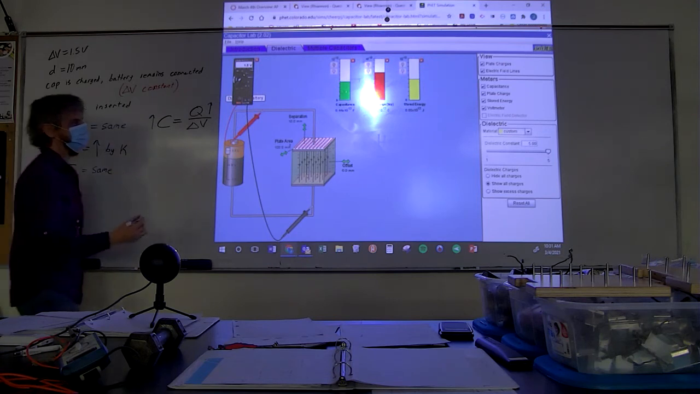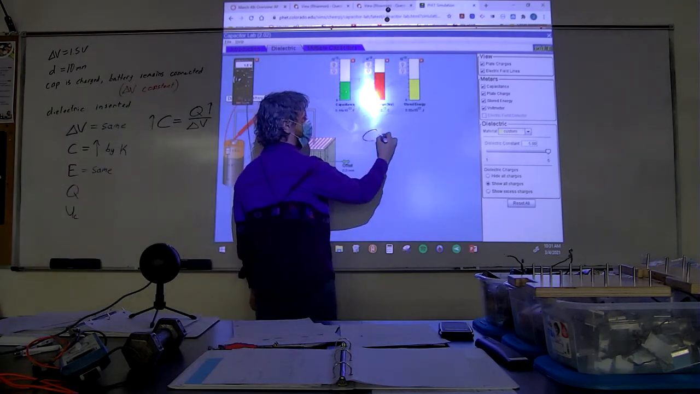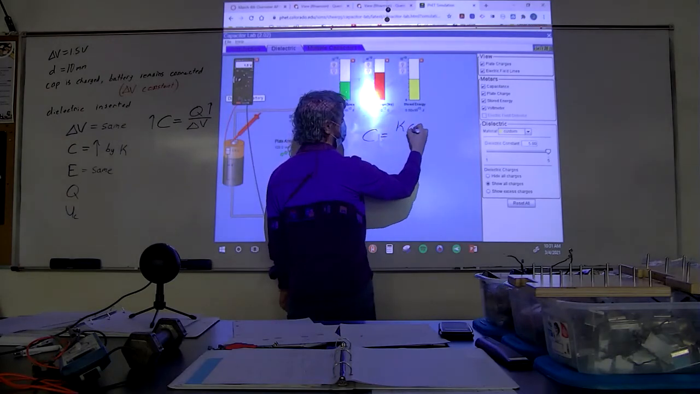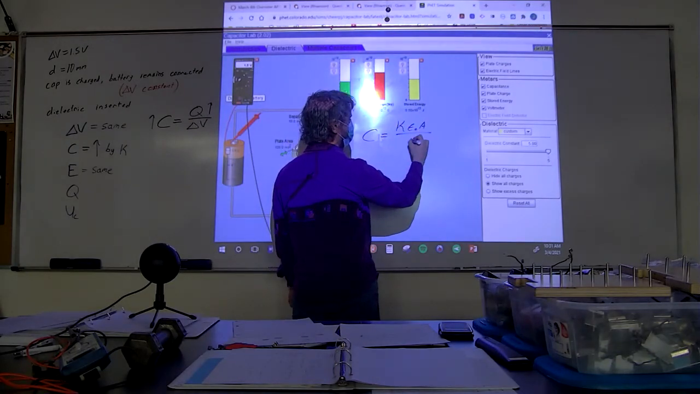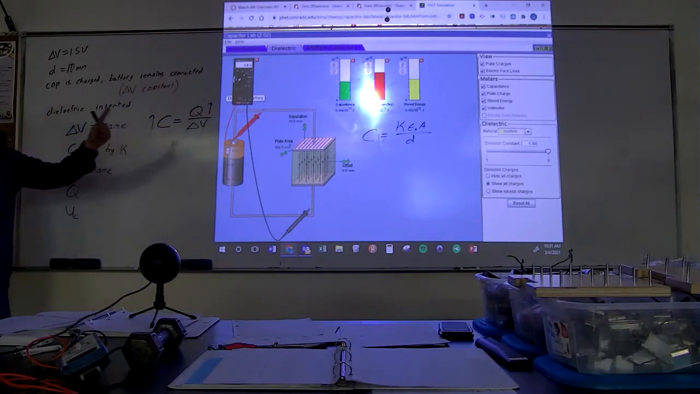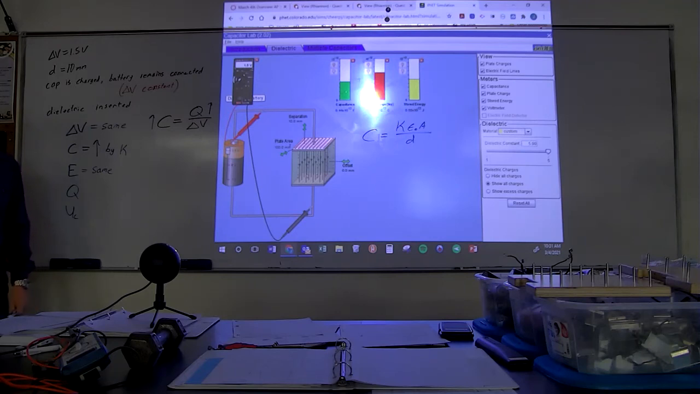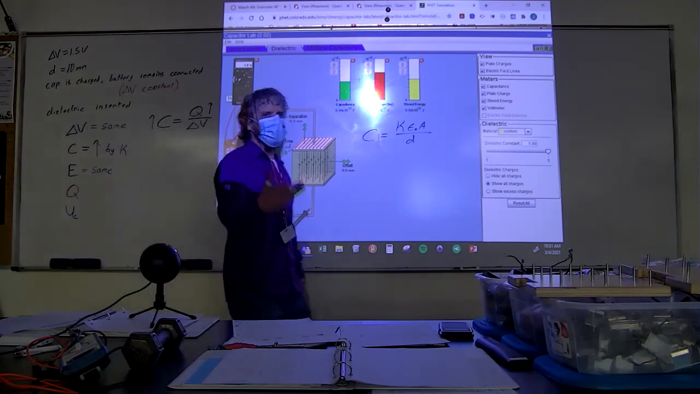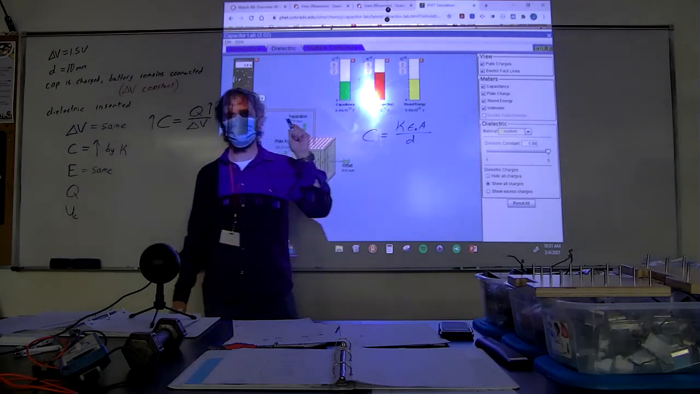And just so you know, that's the equation on the formula sheet. One of the equations on the formula sheet for capacitance is kappa epsilon naught A over d, where d is the plate separation. We started with C equals epsilon naught A over d. But once we start dealing with dielectrics, we put the factor kappa in there.